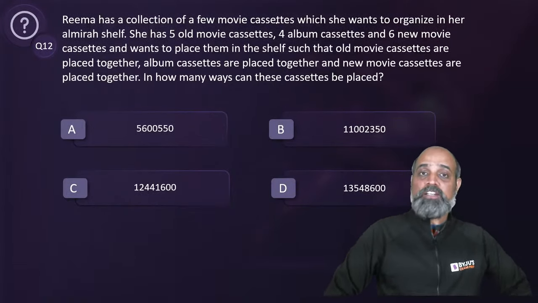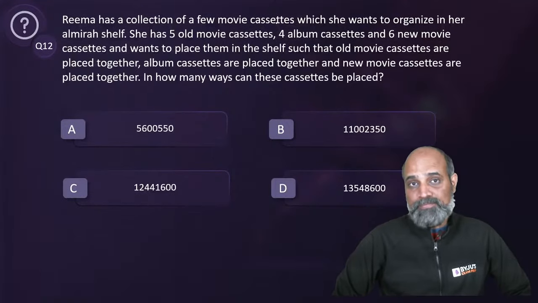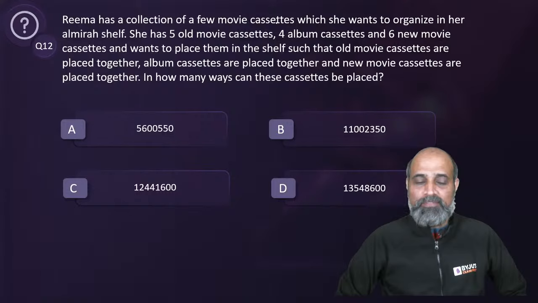I don't know if you guys are aware of what cassettes are. VHS steps. If you know, you guys are old.